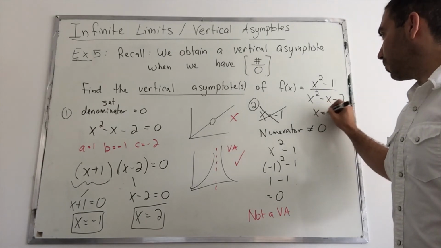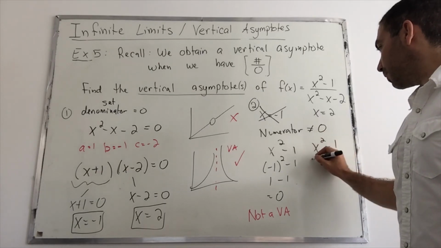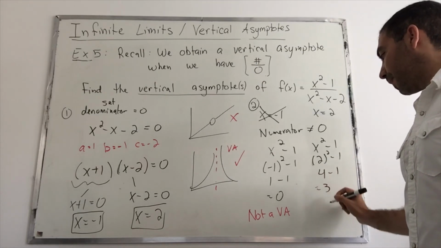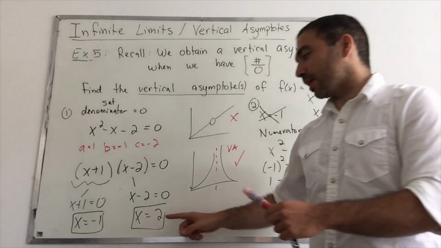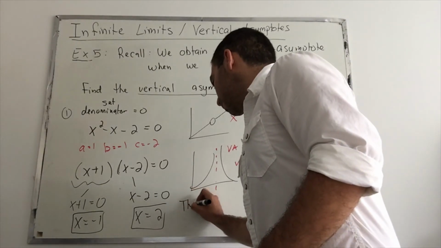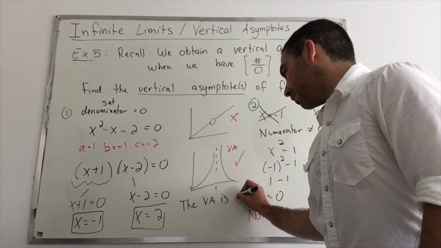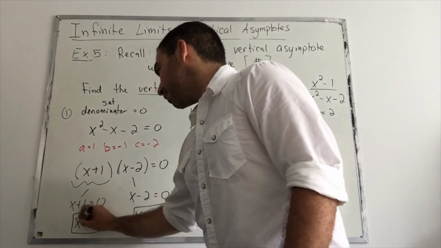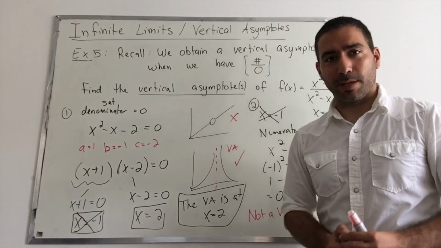Now if we check for x equals 2, so x equals negative 1 doesn't work, x squared minus 1, plug in 2, 2 squared minus 1, 4 minus 1, we get 3. So that's not equal to 0. So the only vertical asymptote that we have is at x equals 2. So we have determined that the vertical asymptote, which I abbreviate as VA, is at x equals 2, and that's the solution. So we have to reject the other one. I hope that helps, and I'll see you in the next video. Keep practicing and keep working hard.